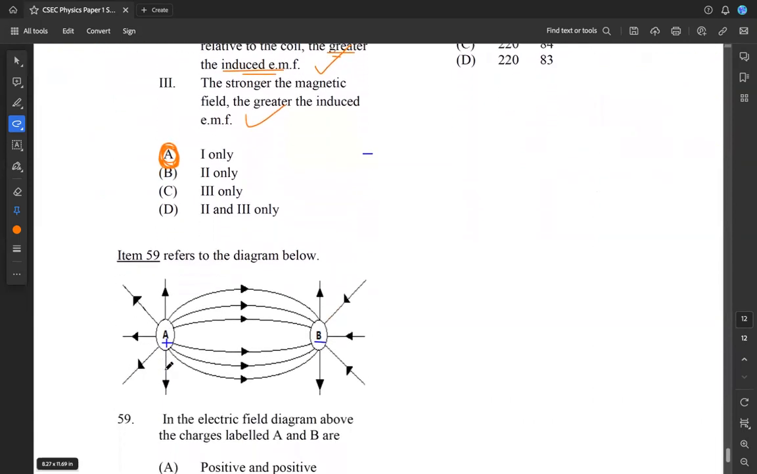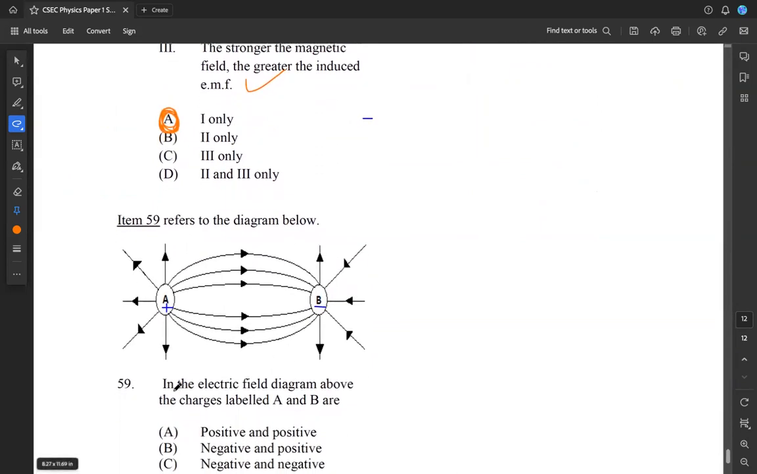So for 59 now, 59 refers to the diagram below. We have these field lines going from A to B, right? They're saying in the electric field diagram above, the charges labeled A and B are... We know that when we're talking about an electric field, the field lines run from positive to negative. Because all these field lines are coming out of A, A has to be our positive charge. And because we see all these field lines coming in to B, B has to be our negative charge, okay?